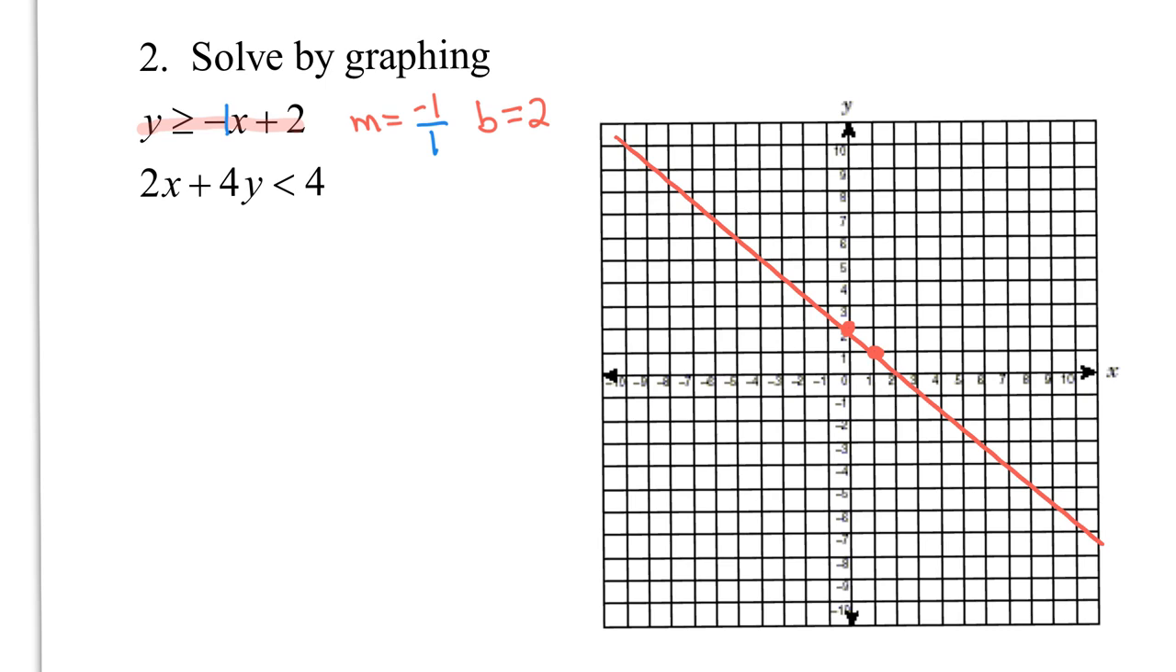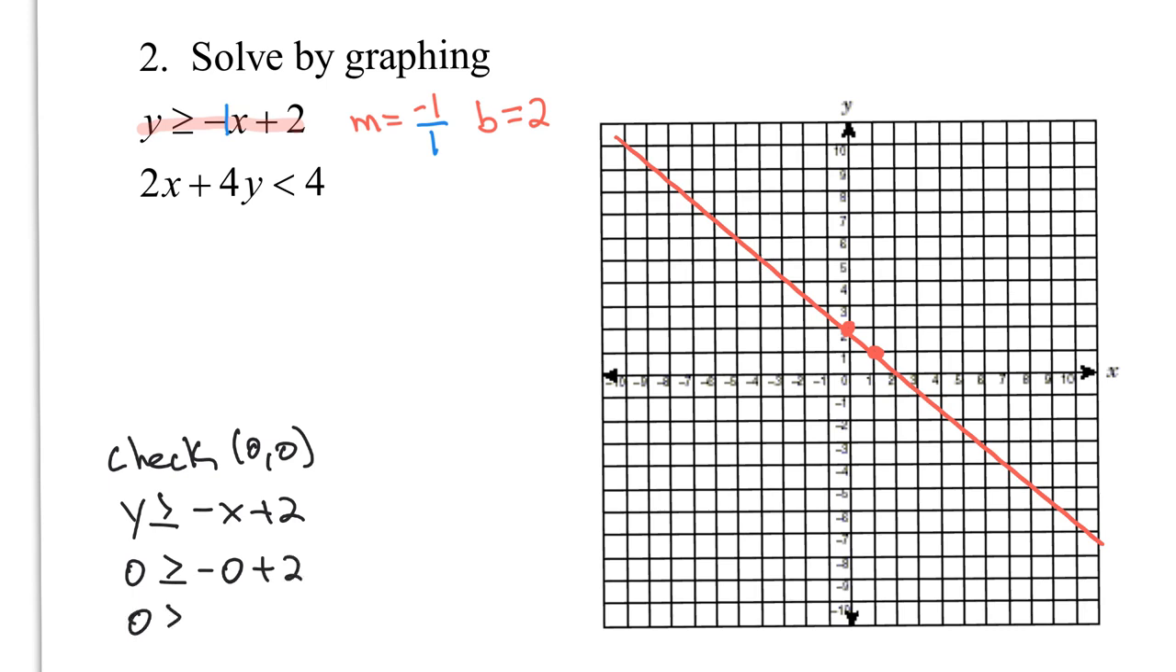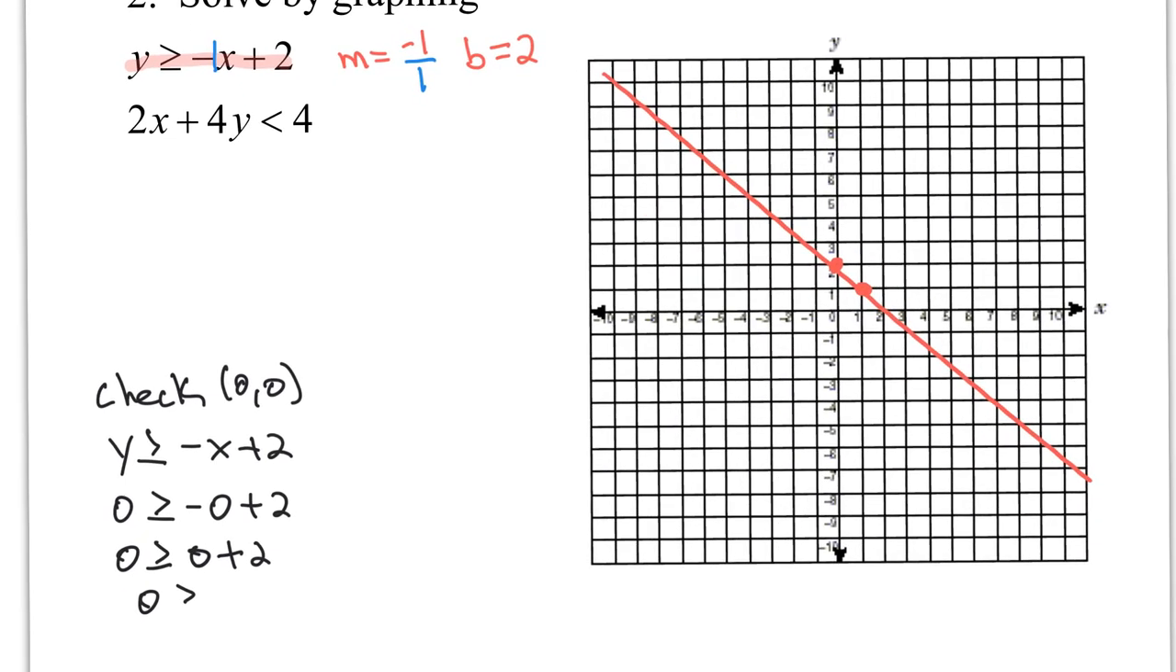So once again, I can check the origin. And I'm going to check 0, 0. So I'm going to substitute into the inequality. There's the inequality again. And I have 0 greater than or equal to negative 0 plus 2. We know 0 is not negative or positive, so it's just a 0. So I don't need that negative next to the 0. And we get 0 is greater than, or equal to 2.